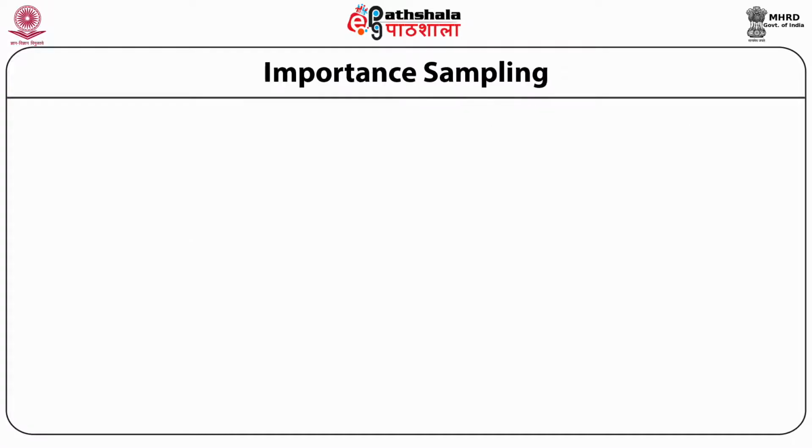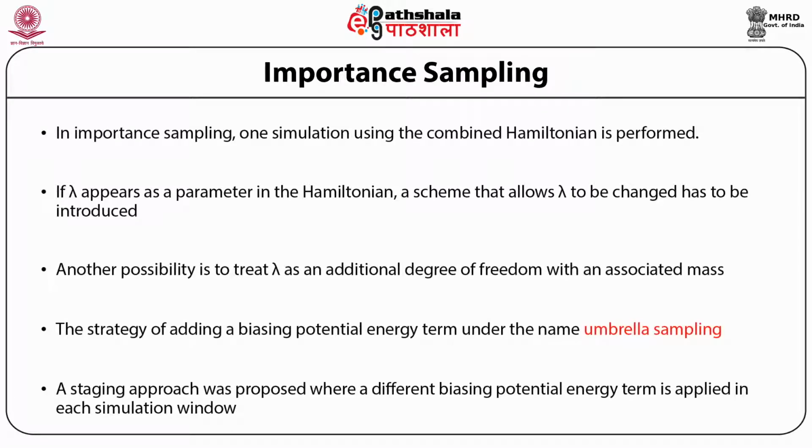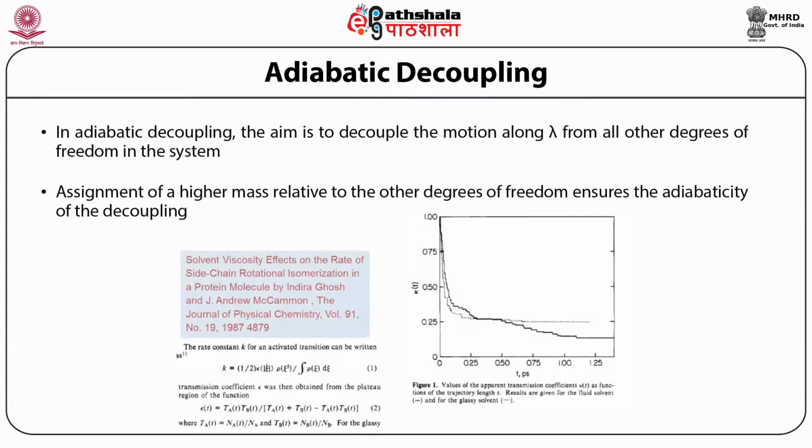Another method is umbrella sampling, which is also like stacking, but it is a better approach and can be done quickly even if there is a very high potential barrier. It is called adiabatic decoupling. It is nothing but this coupling is a lambda decoupled motion.